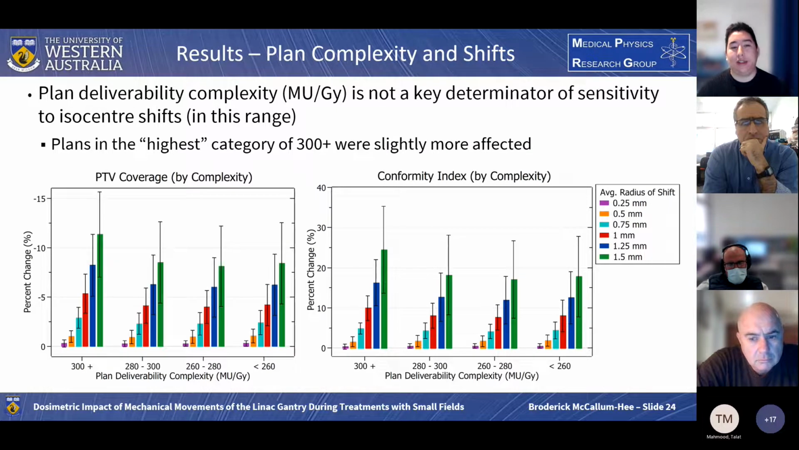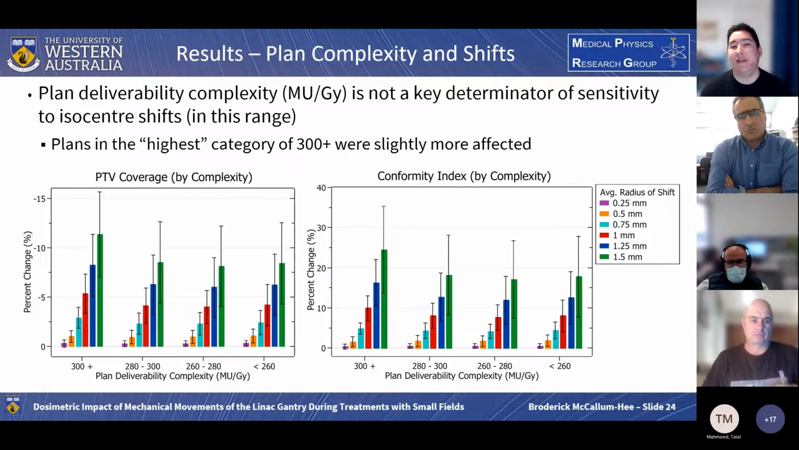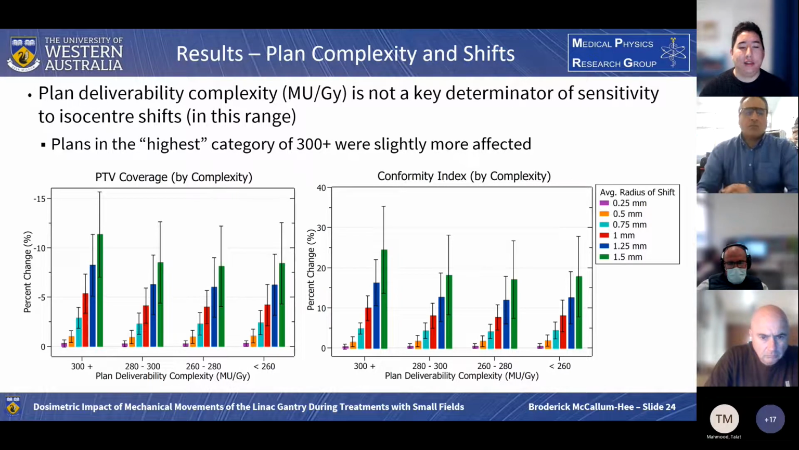Here, the plan complexity and shifts have been plotted in a column graph. Each colour represents a different average radius of isocentre shift. Each of the bins corresponds to different plan deliverability complexities, as mentioned before, in MU per grey, and again, the y-axis represents percentage change. And there I've chosen to show the PTV coverage and conformity index. Again, the plan complexity wasn't a very interesting metric. We found that plan deliverability complexity was not a key determinator of sensitivity to isocentre shifts in this range.